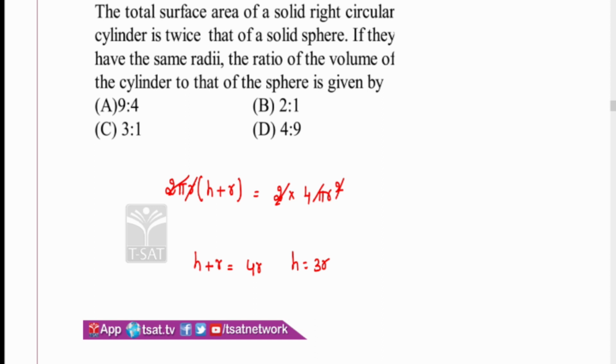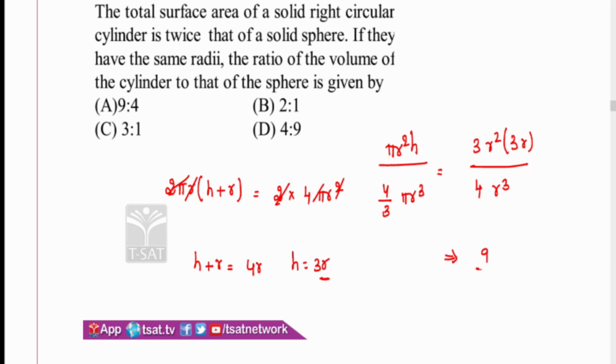So now he is asking you the volume. Height is equal to 3 times the radius. Volume is pi r square h by 4 by 3 pi r cube. Convert everything in terms of r. So if 3 goes up, pi pi cancel, 3 r square into h is 3r, pi gone, r cube is cancelled. How much is left? 9 by 4. So the ratio is 9:4, cylinder to that of sphere.